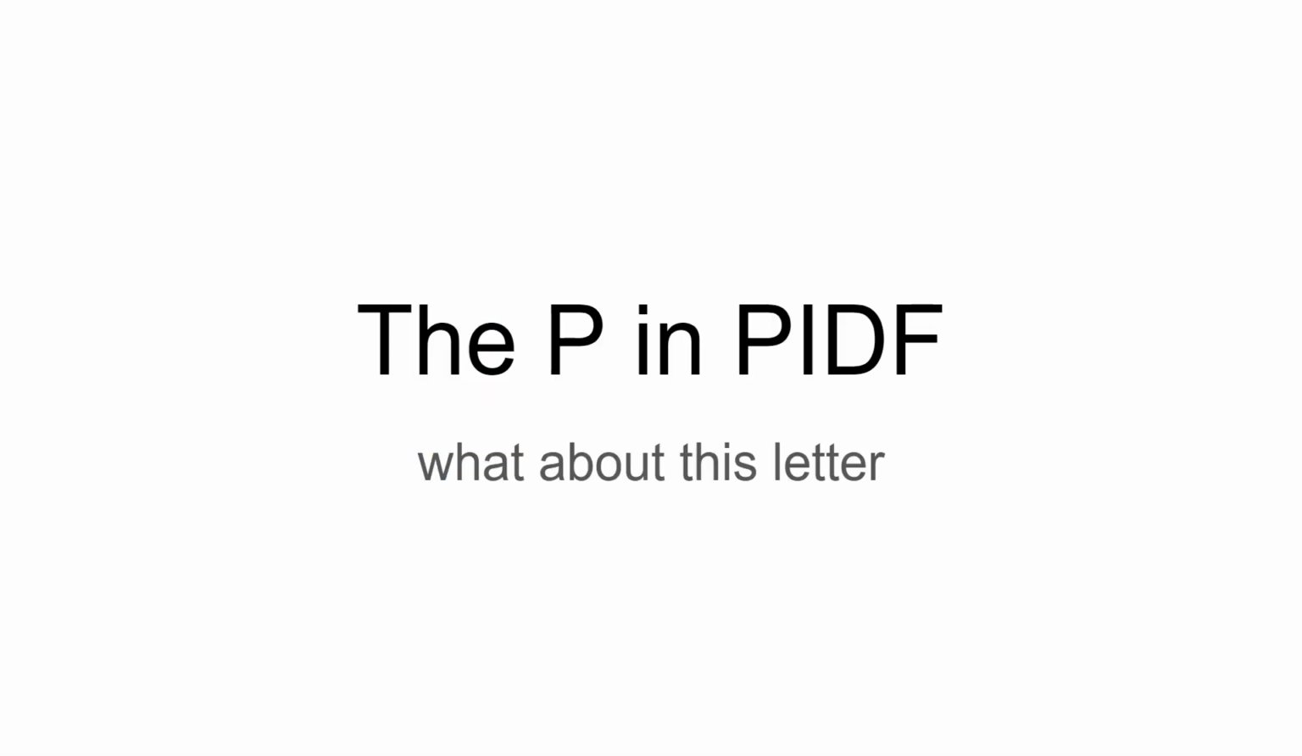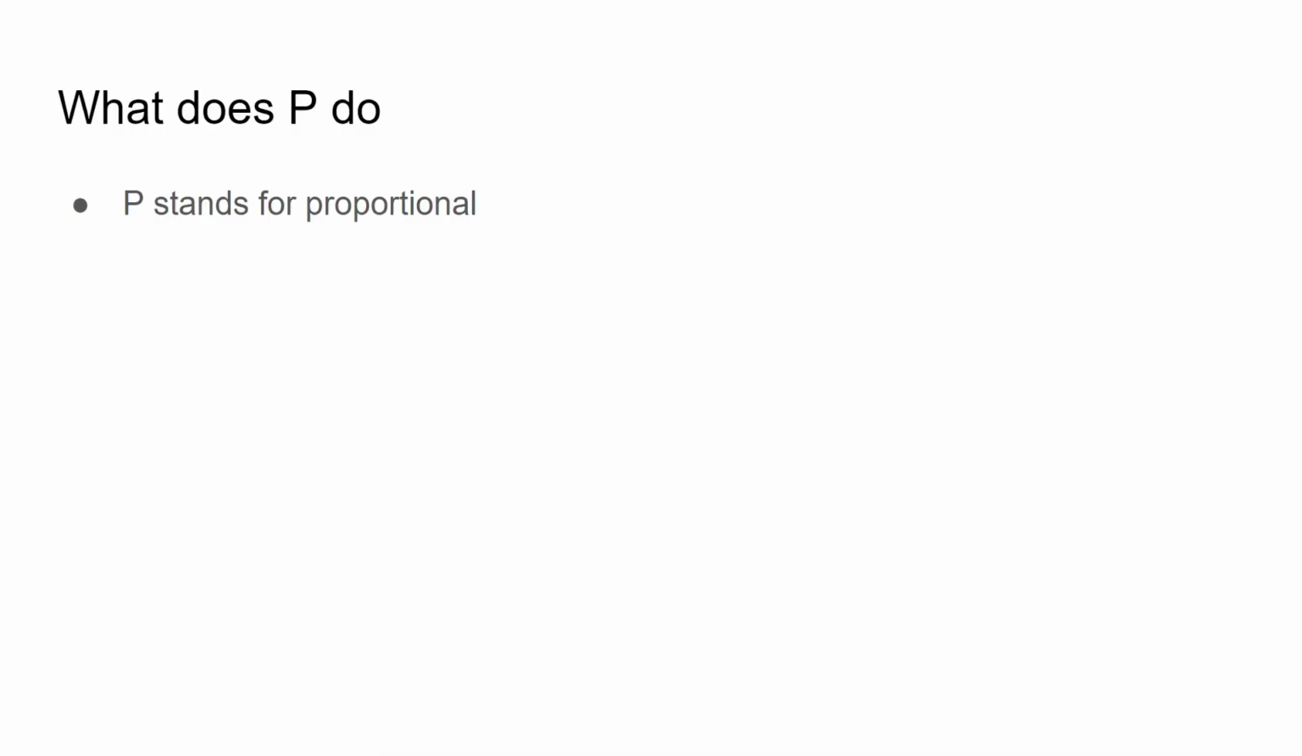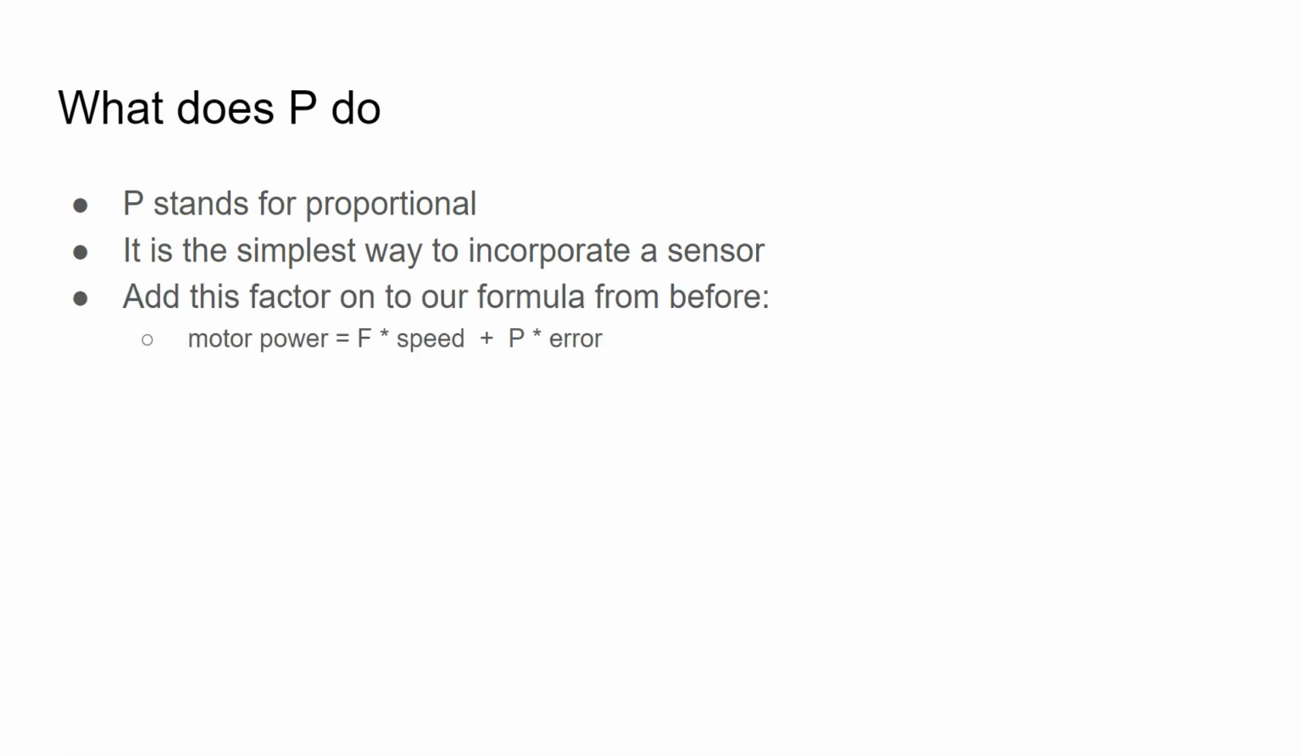Well, this is when the P in PIDF comes in. P stands for proportional, and it's the simplest of the P, I, and D. All three of those are going to incorporate a sensor, but P is the simplest way to incorporate that sensor. What P is going to do is nudge our motor power depending on if our sensor determines we're going too slow or too fast. So we have this new factor that we add into our formula. Now our motor power is equal to F times speed plus P times error. We'll talk about how to determine P in a second.